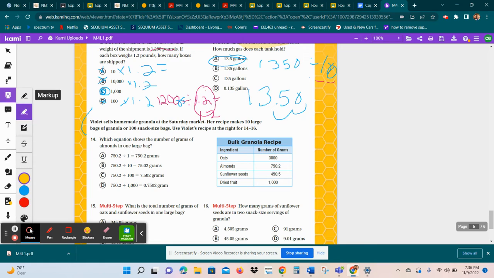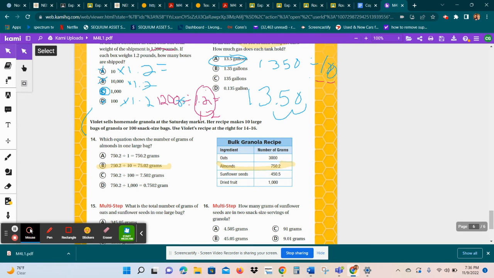So I'm going to highlight the almonds in one large bag. Remember, it says that it makes 10. We just need to know 1. So I'm going to take the 750 and 2/10 and divide that by 10, so I can find out how much is in one large bag. Okay, all right, let's move to the next one.